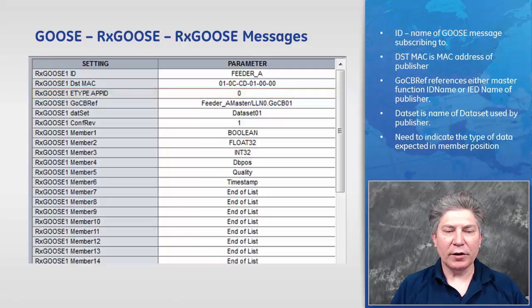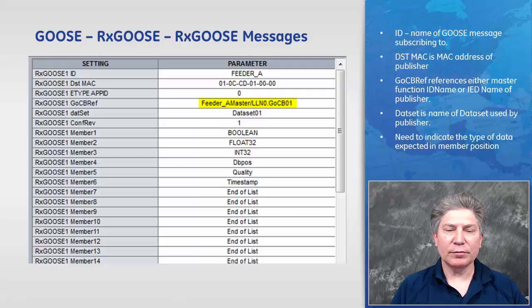Now here comes a tricky one. This is the GOCB reference. This is the Goose control block reference. This cannot be left empty because this will also disable the RX Goose. So we need to include the GOCB REF field of the incoming Goose message. And this whole name includes part of the logical device name, the logical node 0, and then the Goose control block name. So there's a really unique naming convention used here.